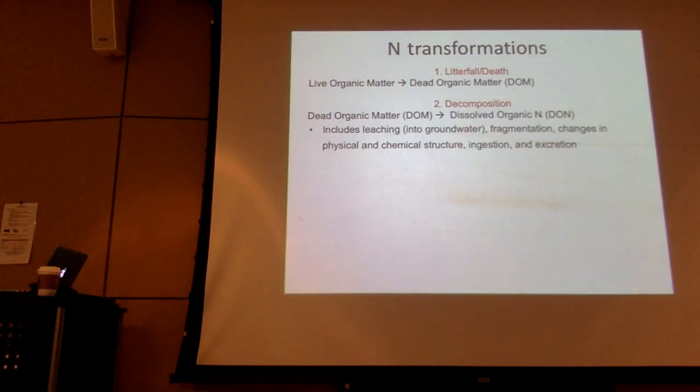So dead organic matter can produce dissolved organic nitrogen in a couple of different ways. Through decomposition, which is what I'm gonna put here. So that's the main flux into dissolved organic nitrogen that we see in the Konza Prairie. And I'm gonna abbreviate that DON, okay, dissolved organic nitrogen.